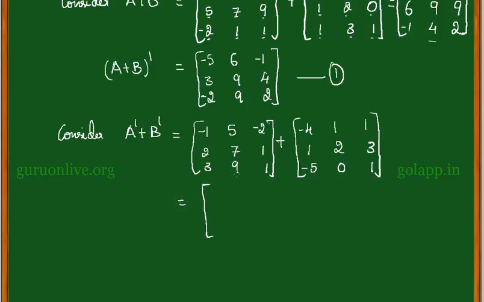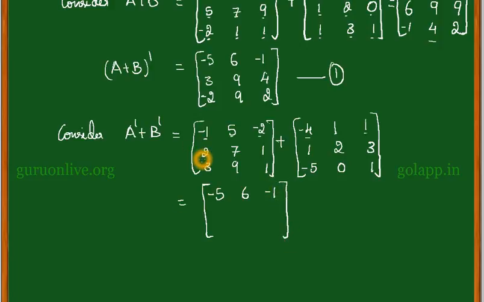So we get the first element in the first row is minus 1, corresponding element is minus 4. So minus 4 minus 1 will be minus 5. And we have second element 5, corresponding element 1. 5 plus 1 is 6. And the last element in first row is minus 2, corresponding element is 1. So minus 2 plus 1 is minus 1.